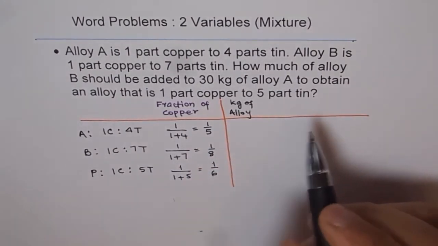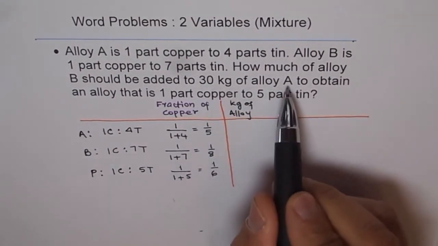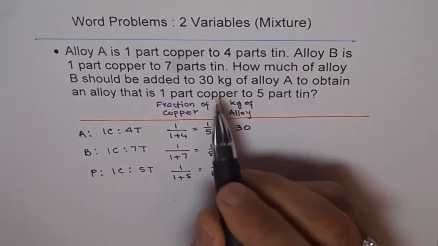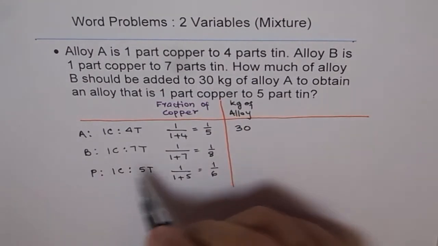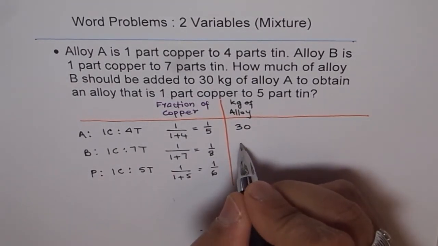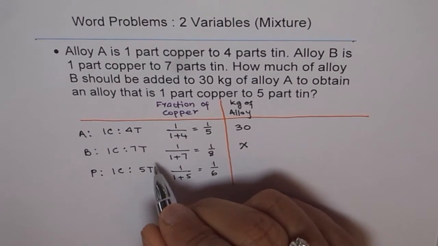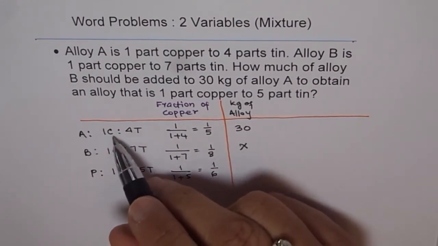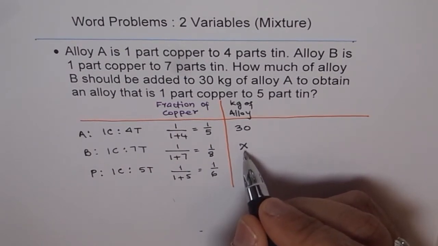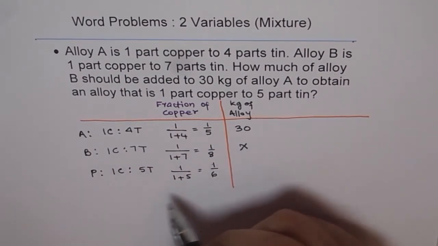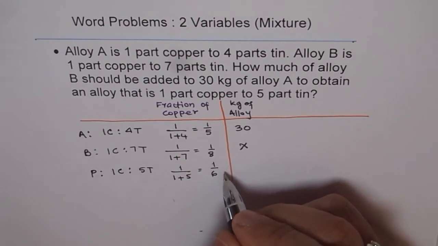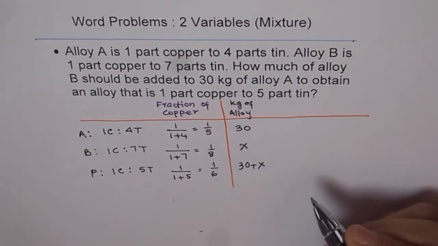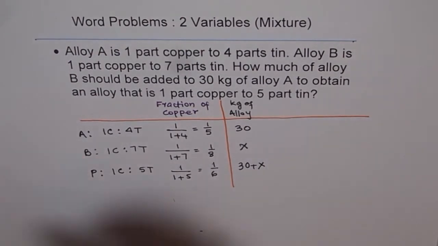So we are given that we have 30 kilograms of A. Let's say 30 kilograms of A is there, in which we have to add some B. We don't know how much. So let it be X kilograms of B. If I add 30 kilograms of alloy of A type and X kilograms of alloy of B type, then the product finally which we get will be 30 plus X kilograms, correct? So that is the final weight of the whole thing, right?